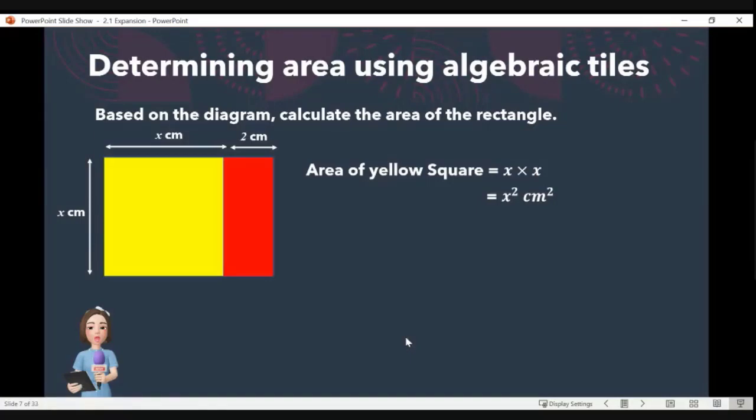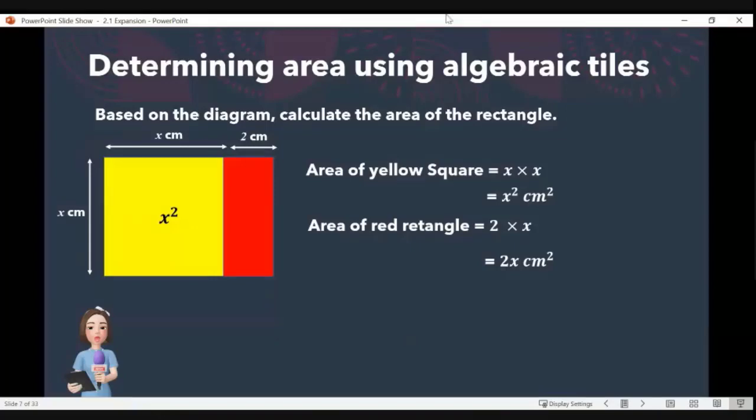So how about the area of the rectangle? 2 times x. So this one is x squared, and for the second one, the area of the rectangle is 2 times x, which is 2x. After we multiply, this is a variable. When we multiply variables, we don't put the multiply sign. We just write 2x straight away. 2 times x means 2x, and x times x is x squared.